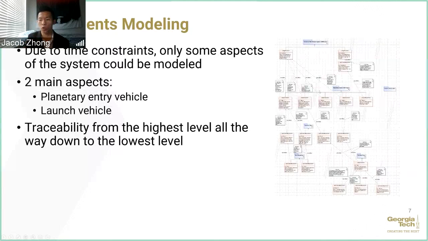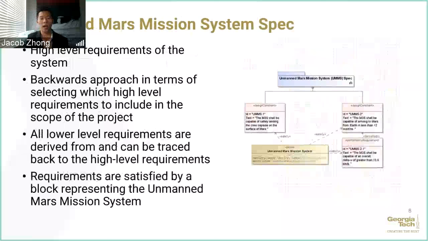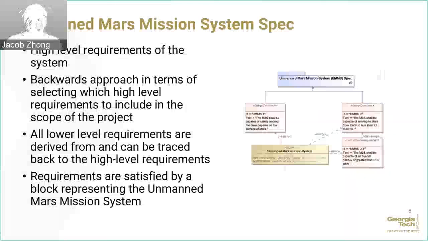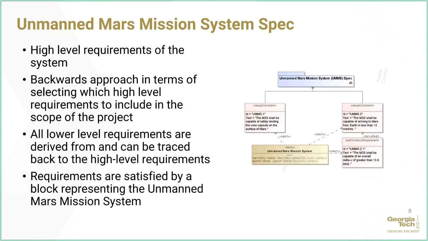So to begin with, we have the high level requirements for the system being for the unmanned Mars mission system. And there was a bit of a backwards approach in terms of selecting which high-level requirements to include in the scope of the project, since the beginning of this project was to model that planetary entry part. But from these high level requirements, all the lower level requirements can be derived.